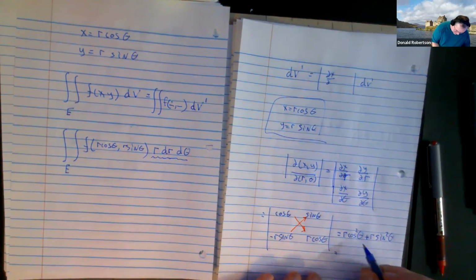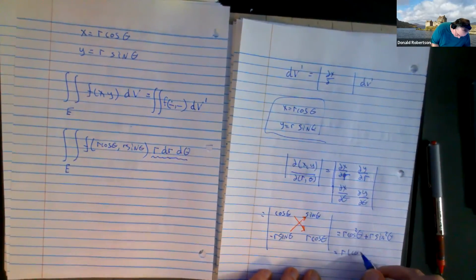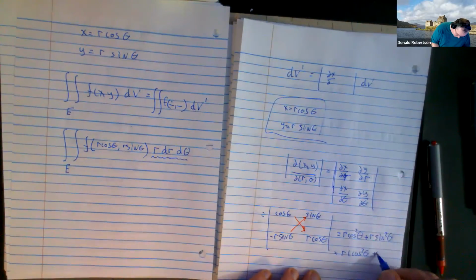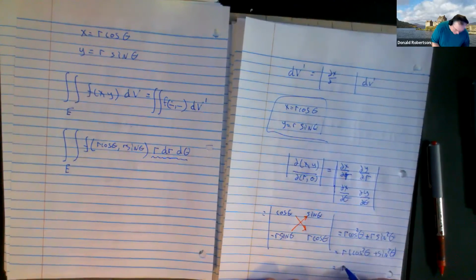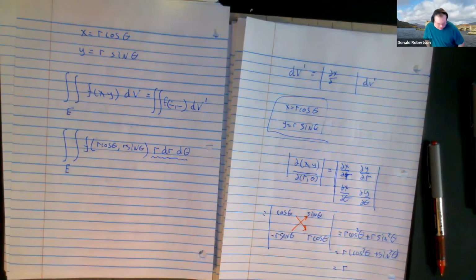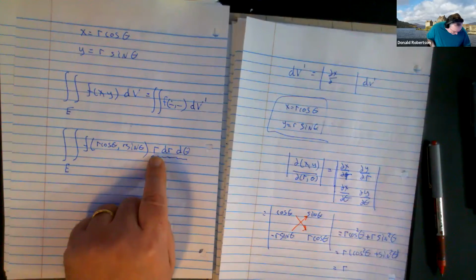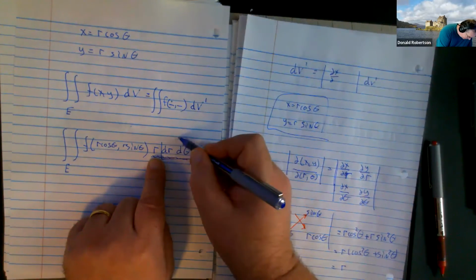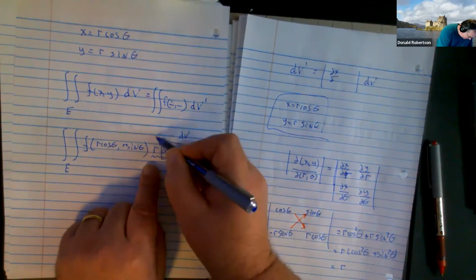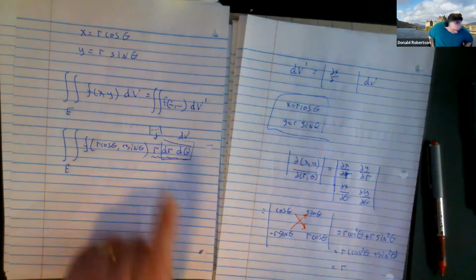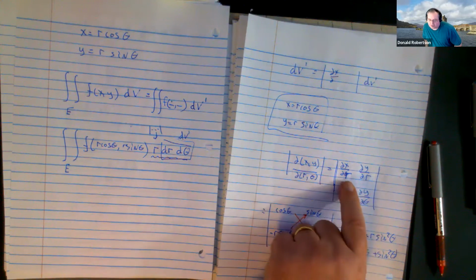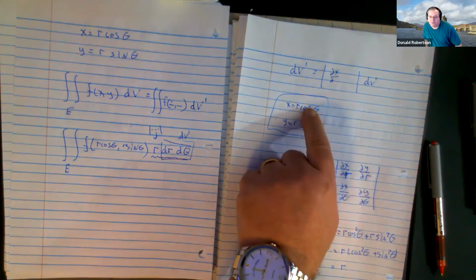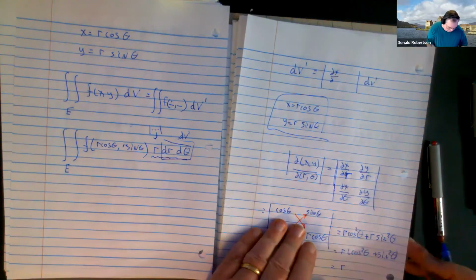And this can pull out an r as a common factor. Do you see that you get left with r? So when I do this, can you see that's basically the dv dashed, right? And that's the Jacobian piece. So we can actually change variables by finding the Jacobian and then doing it in terms of whatever these are, r and theta.